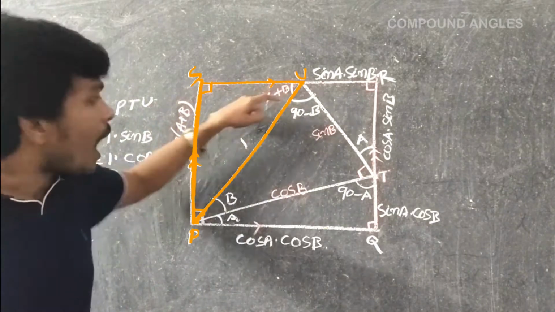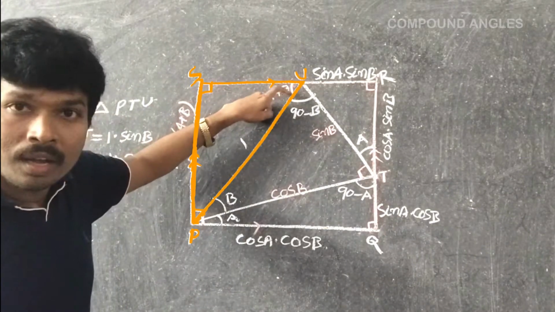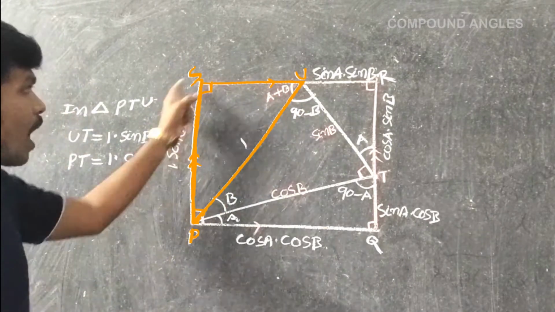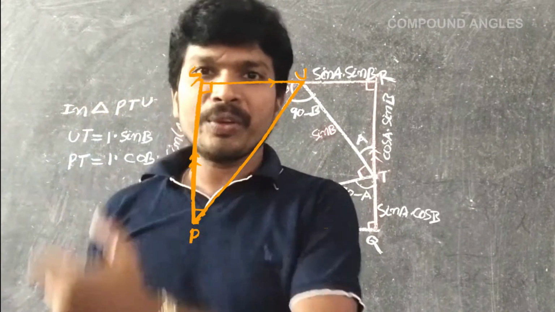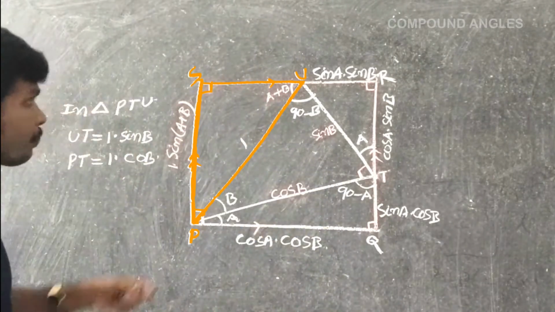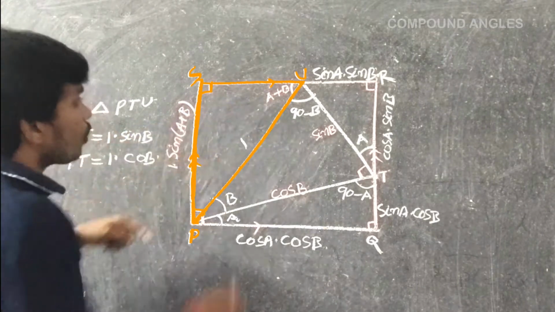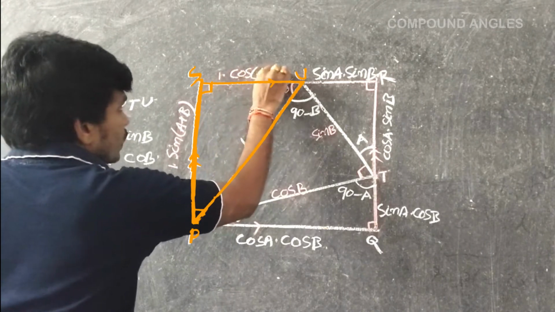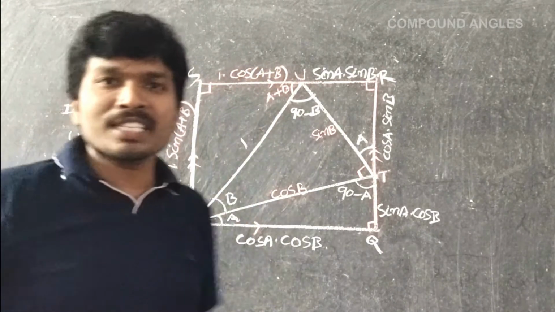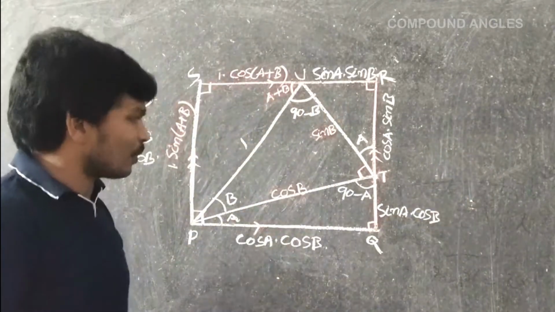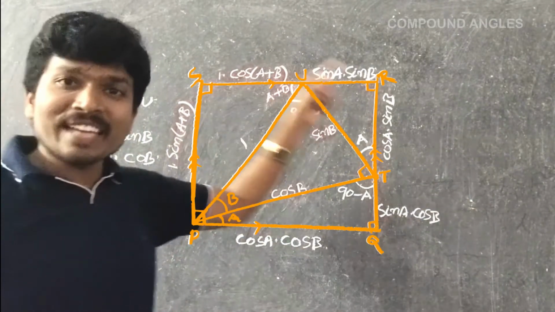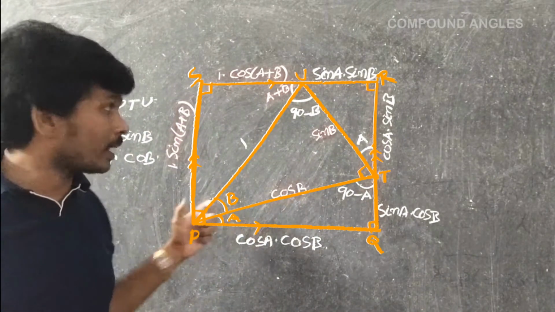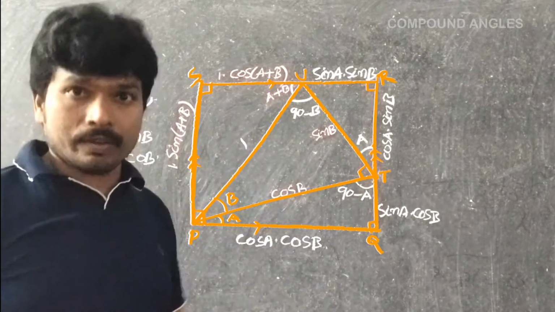Now US is the adjacent side of angle A plus B in triangle PUS. So adjacent side is equal to cos of A plus B into hypotenuse. Here the hypotenuse is 1, so we get cos of A plus B. So we got all the dimensions of a rectangle. Yes or no? It is a rectangle because all angles are equal. Then the geometrical figure is called a rectangle, a four-sided figure with all four angles equal.